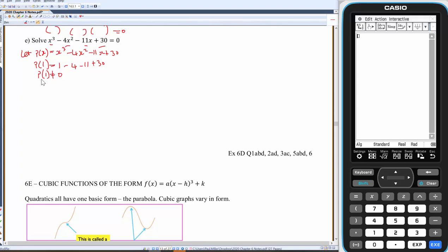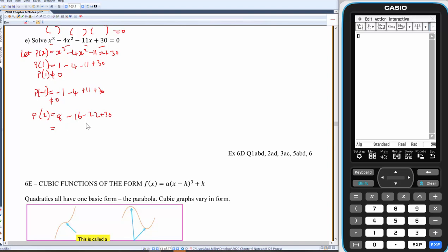Now, I hope this doesn't get embarrassing, i.e. that I have to keep searching for a long time. Negative 1, I think it might be negative 1. P of negative 1 equals negative 1, take 4, plus 11 plus 30, no way, is not equal to 0. Okay, let's keep trying. P of 2: 8, take away 16, take away 22 plus 30. I think we have a winner.